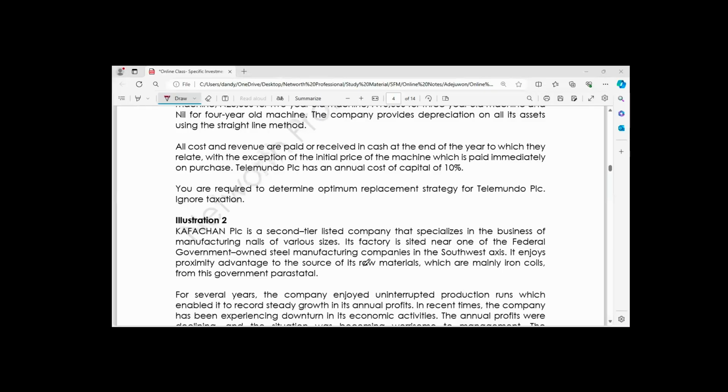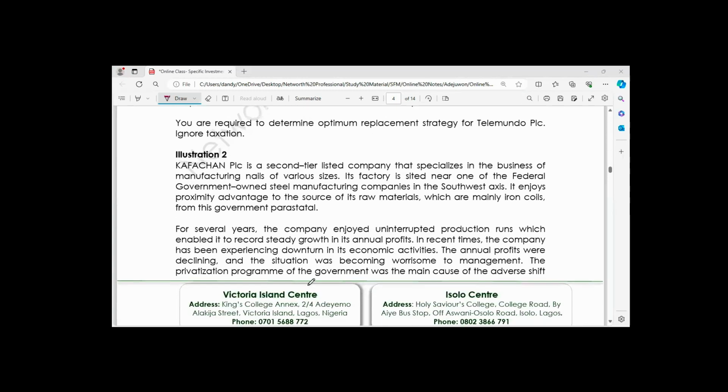Yes, in our last class, we started asset replacement decision. After explanation of the underlying principles, then we had an illustration. So let's have one more illustration to this. Then thereafter, we move to lease and hire purchase.